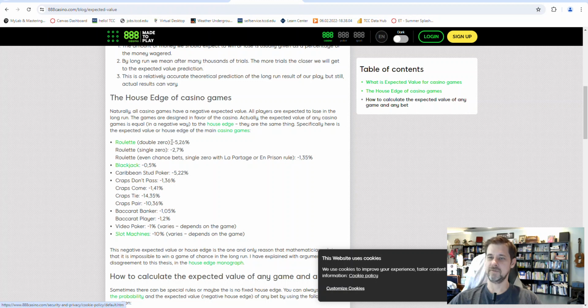5.26% average long-term loss. And notice it says long run, right? I did tell you that it was a long-run prediction. It doesn't predict any single play or even lots of plays. It's long term. Blackjack, slot machines, and so on, they have this negative long-term expected value. Yes, the players are, over the long run, going to lose. That's the way that it works out.